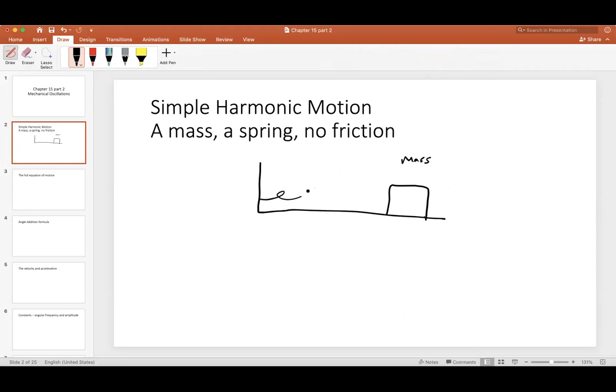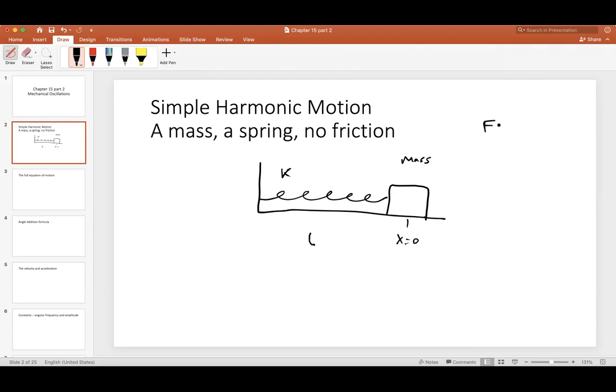The mass is attached to a spring, and that spring has something called a spring constant K. The spring has a length L, and when it is at equilibrium, meaning the spring isn't stretched or compressed, then the block sits at an equilibrium position where X is 0. To the left will be negative, to the right will be positive.